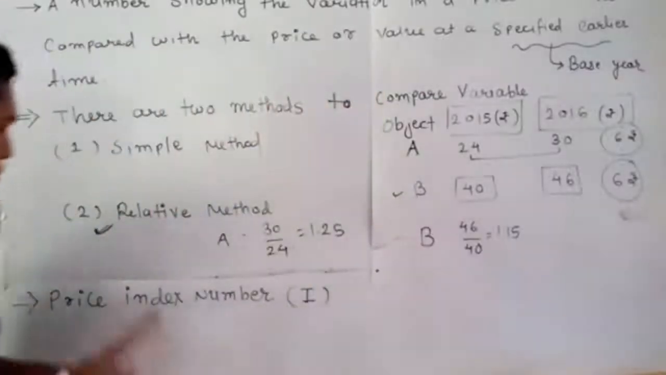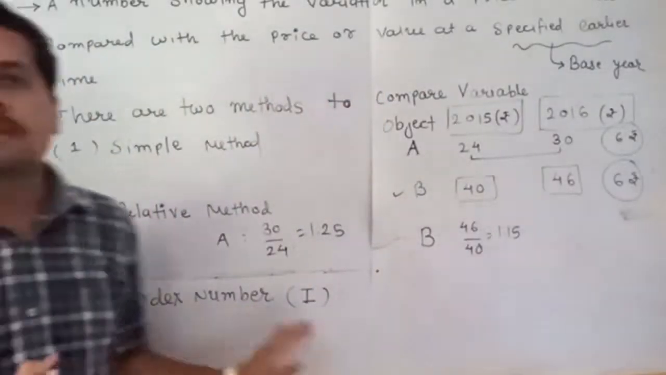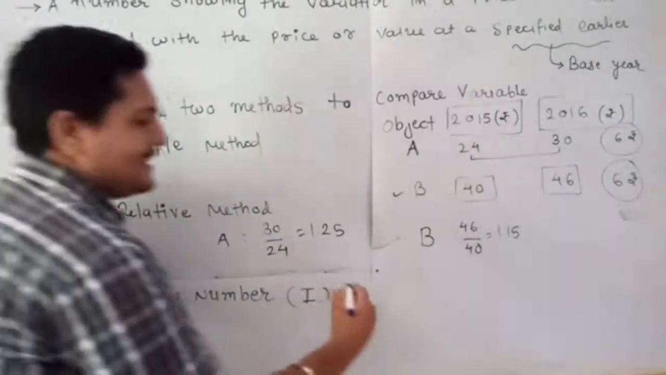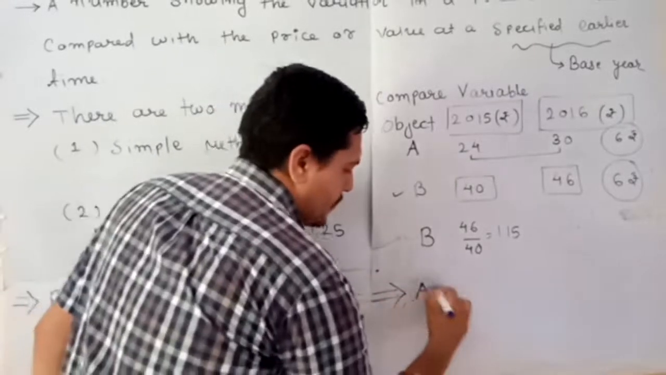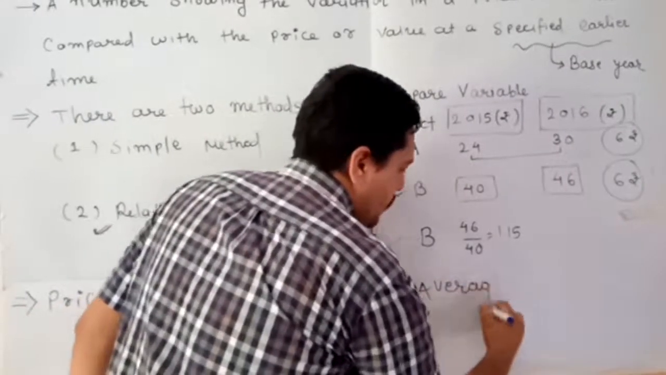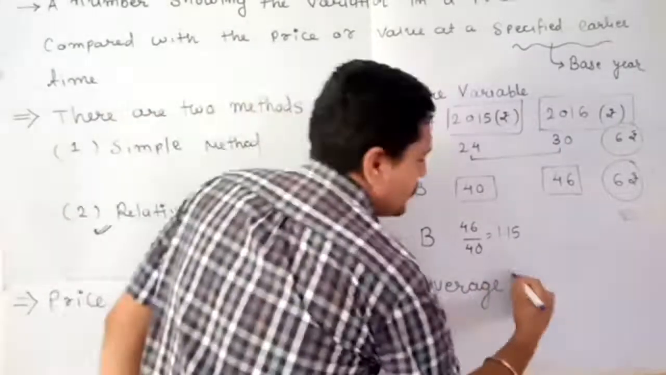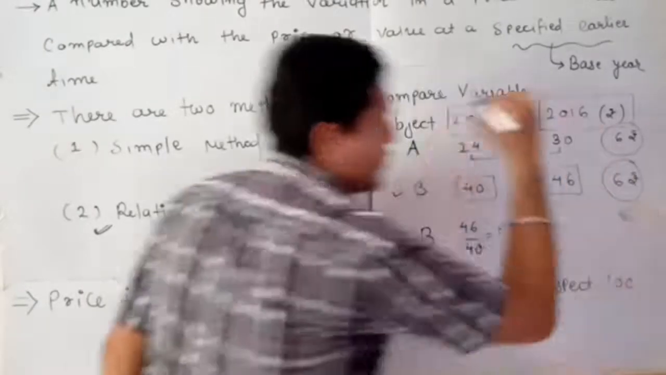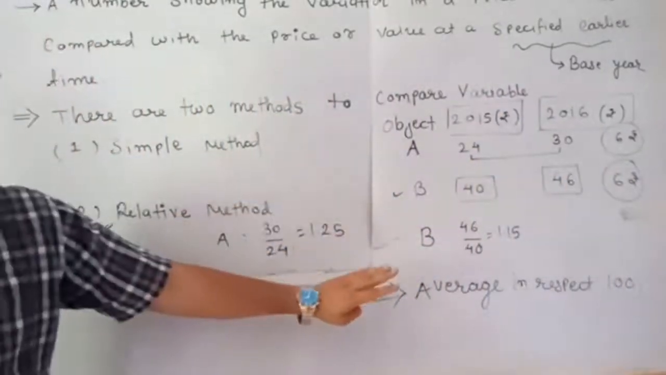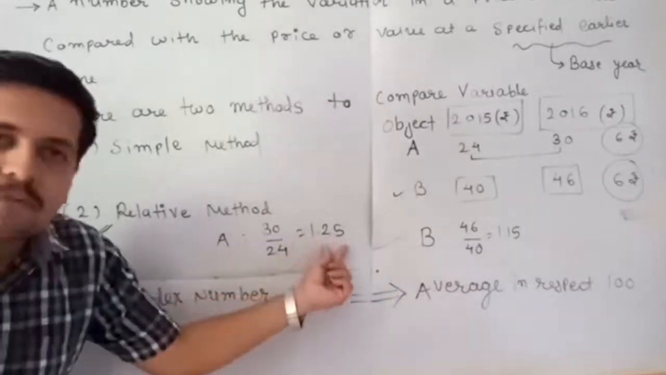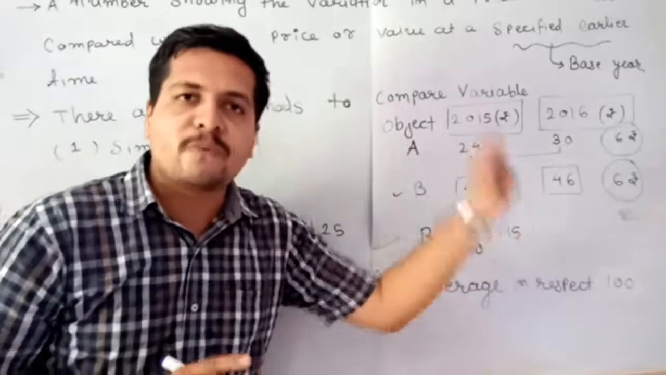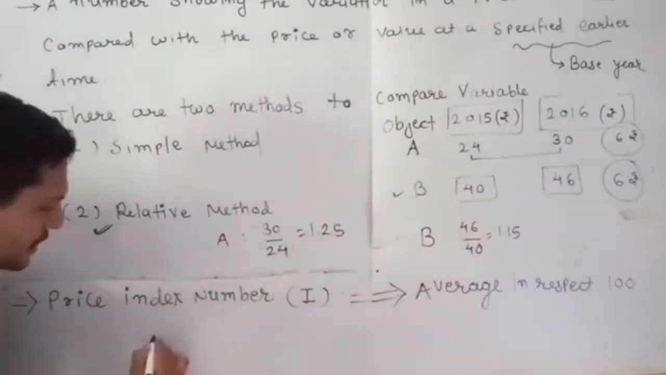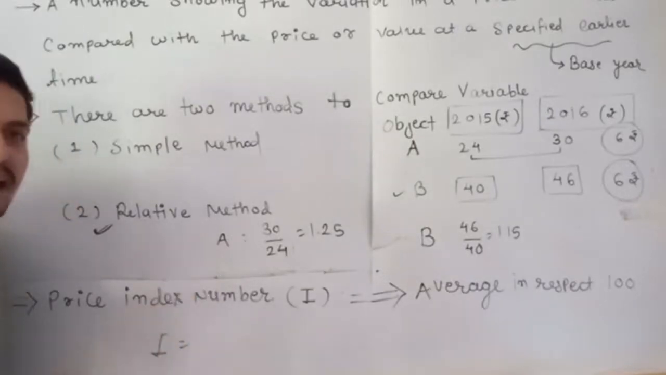So now we have to study the price index number. What is the price index number? Price index number is basically an average in respect to 100, in respect to 100 for both objects. For the first object we have the answer 1.25. For the other object we have the answer 1.15. But if we take the average of both elements, we get the answer I. Price index number is denoted as I.